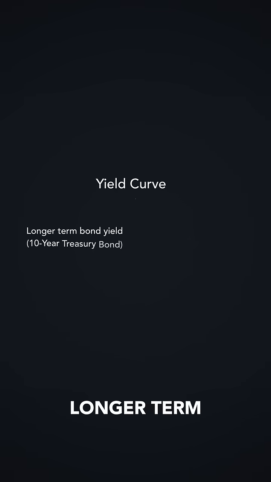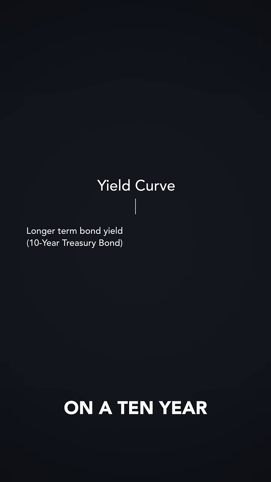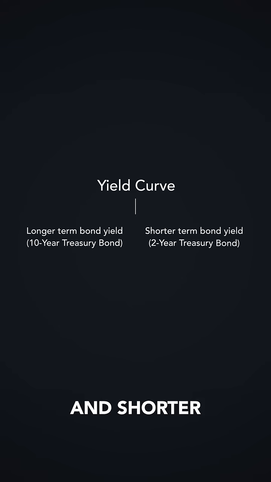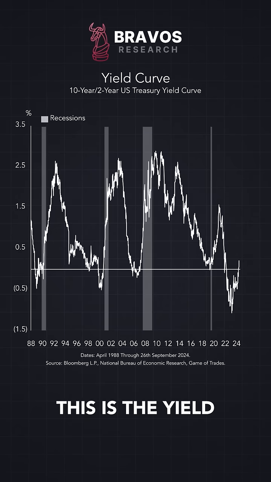The yield curve takes longer-term bond yields, like the one you get on a 10-year treasury bond, and shorter-term bond yields, like the one you get on a 2-year treasury bond, and it looks at the difference between them. This is what it looks like. This is the yield on a 10-year note minus the one on a 2-year note.